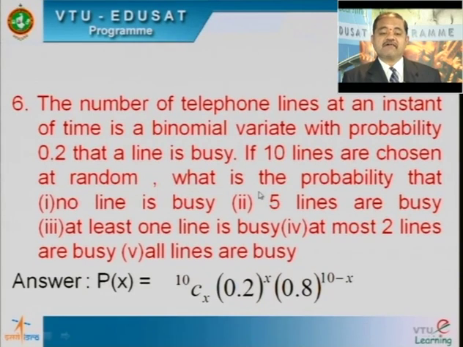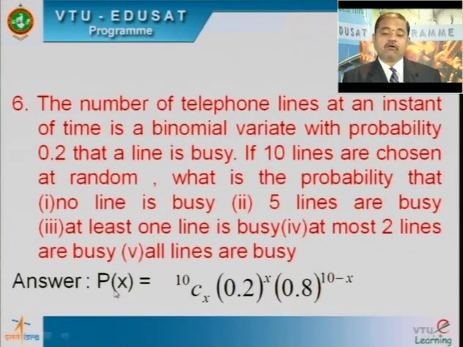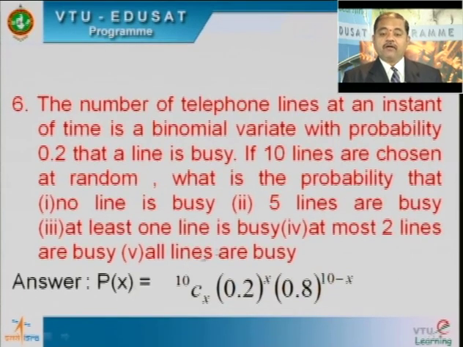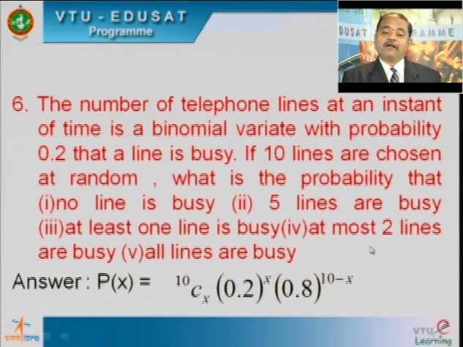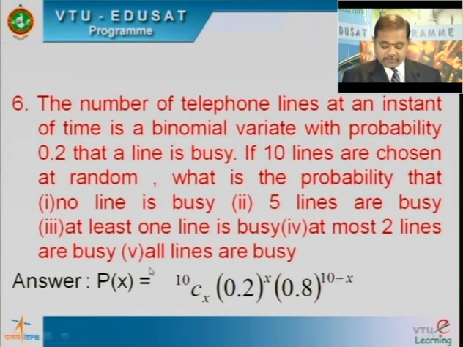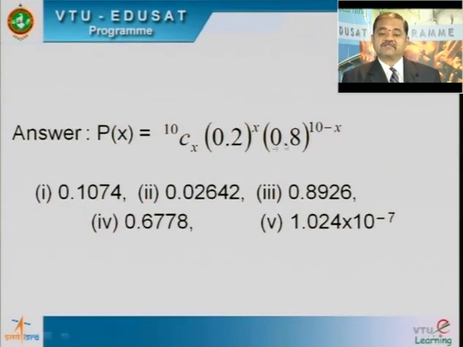What are all the questions they have asked? No line is busy, that means I should take x is equal to 0. 5 lines are busy, I should take x is equal to 5. At least 1 line, this is the most important question, at least 1 line. So minimum 1 line, that means up to the maximum of 10 lines it can be busy. At most 2 lines, that means there may be none, or 1, or 2. Then finally all the 10 lines. So continuously we put the x values, using P of x as the formula.